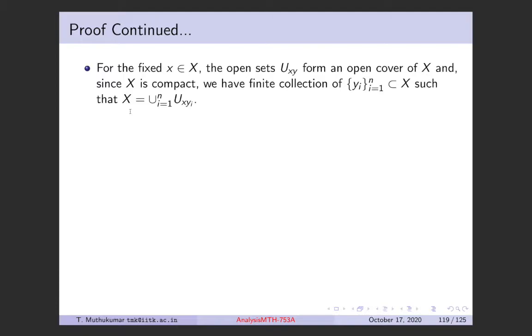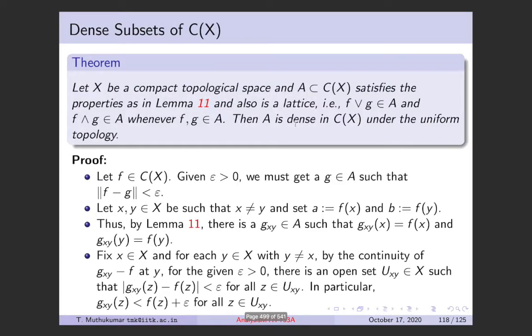The reason for doing this is, once we have this, we have a finite collection of open sets, which means we have a finite collection of y_i's. So now you define your g_x to be the minimum of g_xy1 up to g_xyn, right? Now by the lattice property of A, this g_x belongs to A because each of these belongs to A. And you notice here that g_xy satisfies this property for all z in U_xy, which means g_xy1 satisfies it for U_xy1 and so on. And all these U_xyi will cover X.